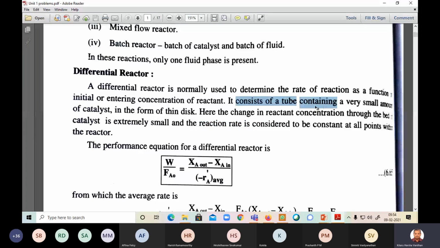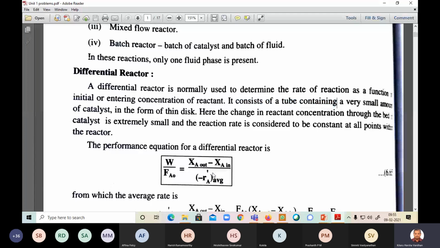Therefore, what expression do we have to use? We have to use the plug flow equation. The plug flow equation is V by Fa naught, or tau by Ca naught, is equal to the integral of dXa divided by minus Ra. That is for homogeneous reactions. Since we are having heterogeneous reactions, we have to put minus Ra dash.